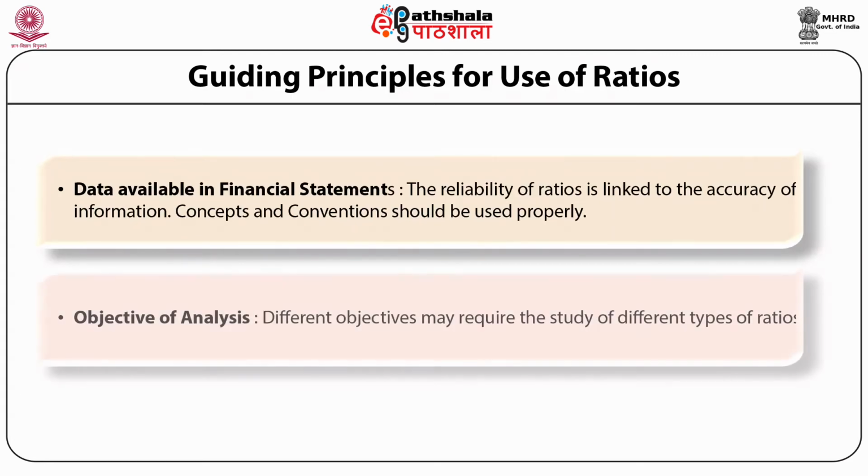Second, objective of analysis. The type of ratio to be calculated will depend upon the purpose for which these are required. The purpose of the user is also important for the analysis of the ratio. Different objectives may require the study of different types of ratios.